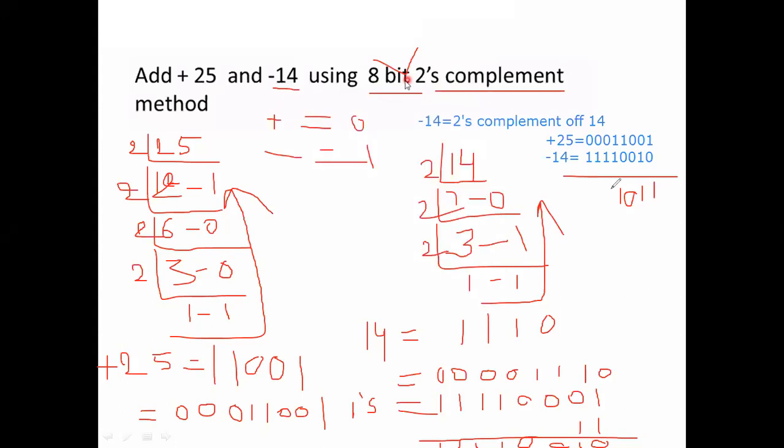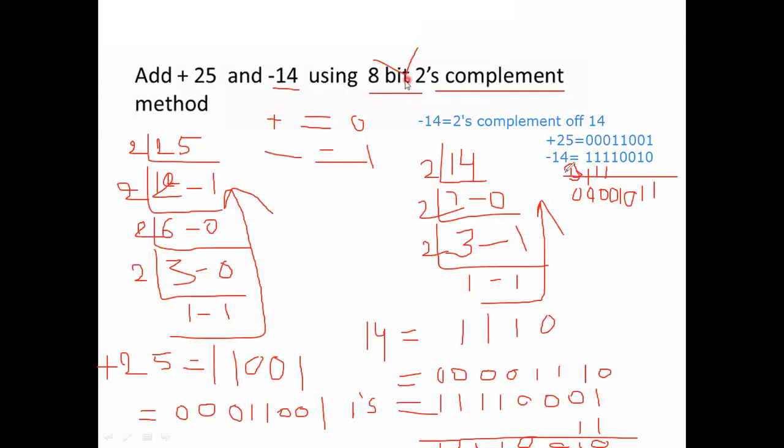1 plus 1 means the sum is 0 and the carry is 1. Again 1 plus 1, the sum is 0, carry is 1. Again 1 plus 1, the sum is 0 and carry is 1. 1 plus 1, the sum is 0 and carry is 1. In 2's complement addition, finally we are getting the carry here.